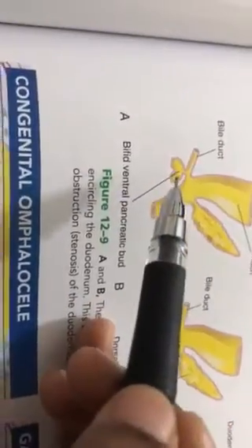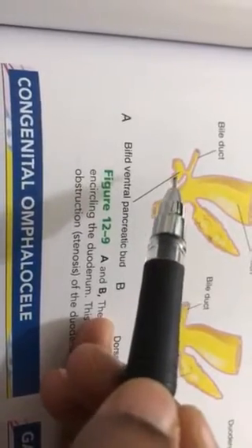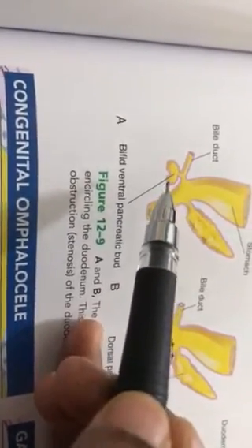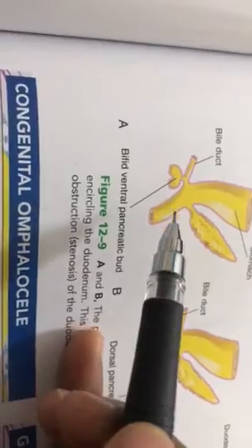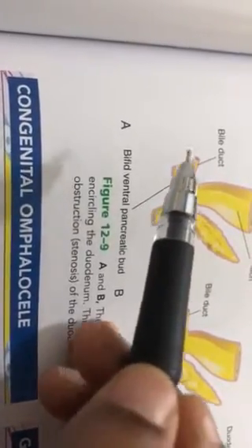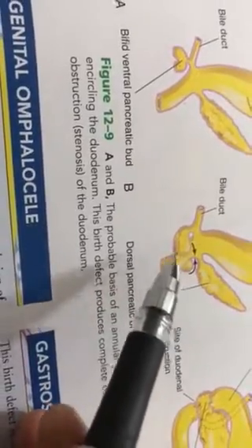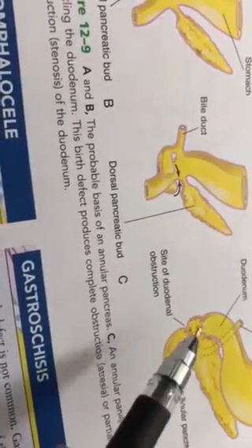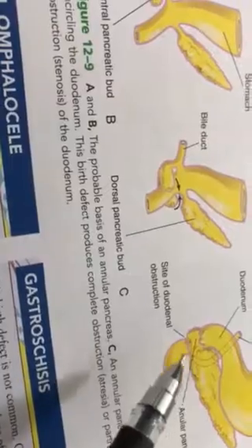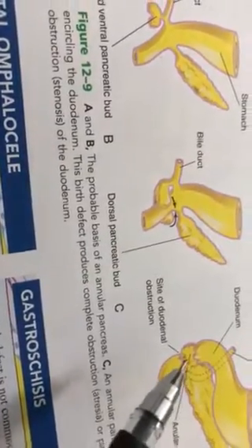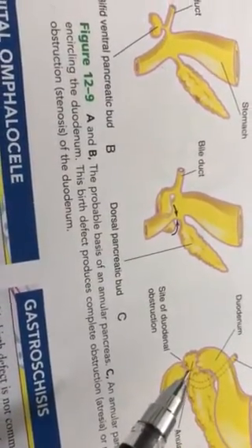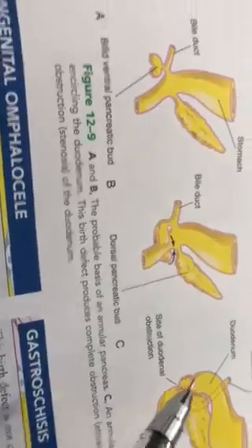Sometimes if the two ventral buds fail to fuse, what will happen? One ventral bud will be coming anteriorly, another ventral bud will be going posteriorly. So both of them encircle the duodenum. So what will happen to the duodenum? The duodenum will undergo obstruction. So duodenal obstruction will occur. This type of pancreas is called annular pancreas.